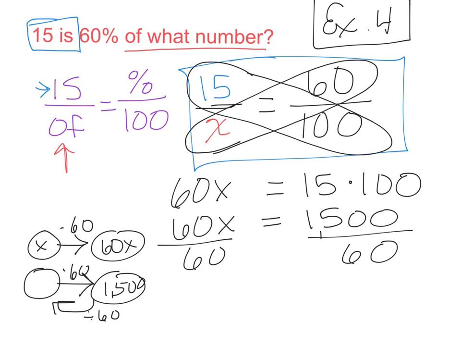So when I divide by 60, using my flowchart first, I ended up getting 25. So when I show it this other way, this canceled out, and I'm left with x equals 25. Now let me just go back and make sure I know what that means. So 15 is 60% of 25. So that means I had $25 to start. If I give you 60%, you end up with $15.